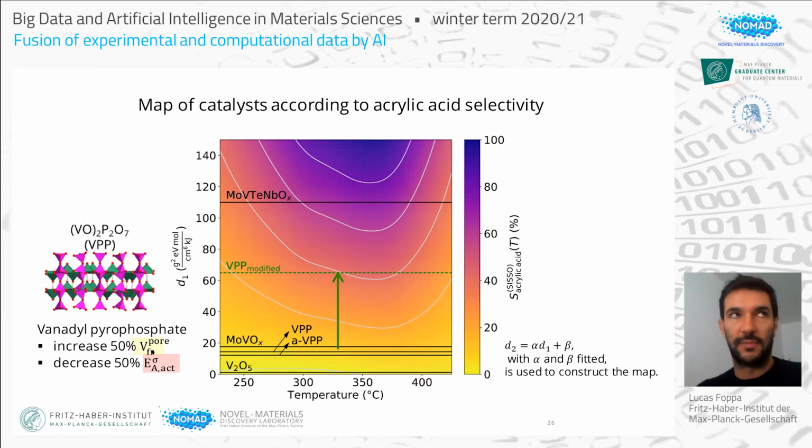For this experiment, we imagine that we can keep all the other primary features constant, and this is what the selectivity of this catalyst would be according to the model, the SISSO model. So we see that this VPP would go from this line here to this line, and we would increase significantly the selectivity towards acrylic acid. So this is the way we imagine these maps of materials being used for the design of new materials.